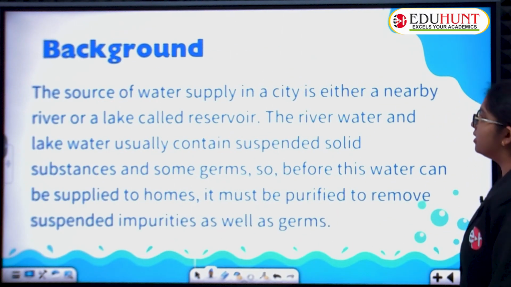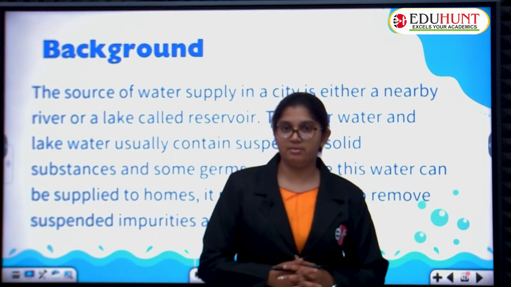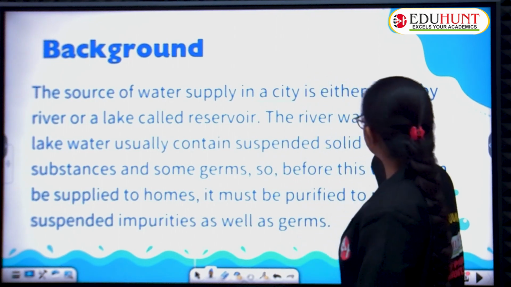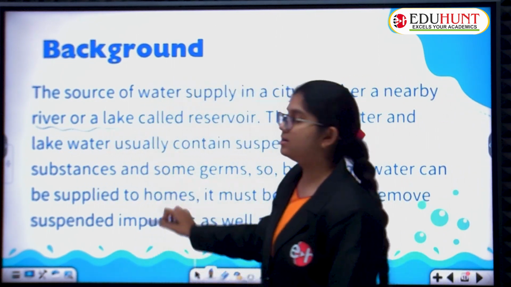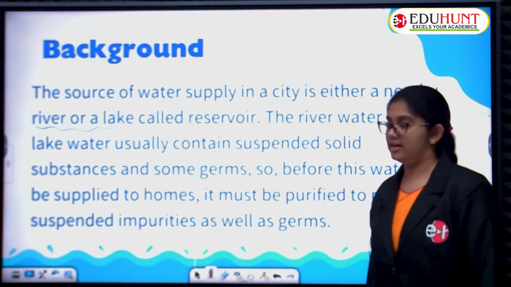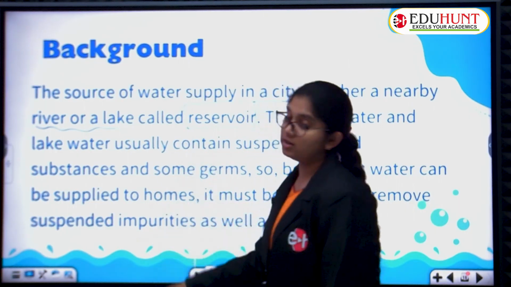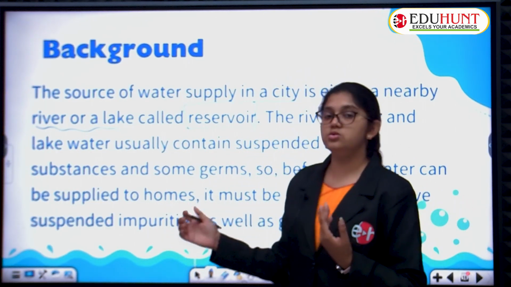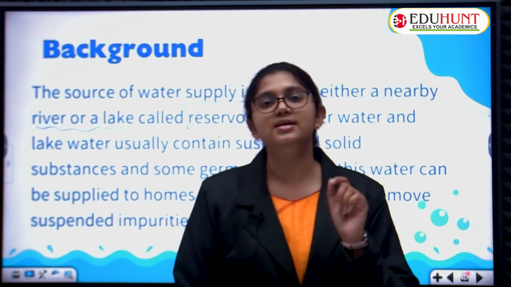We'll see how it works, from where it gets the water, and what the source of water is. The source of water supply in a city is either a nearby lake or a river. We get water from the nearby lake or rivers, and that is called a reservoir. The source of water supply from nearby lakes or rivers is known as a reservoir.